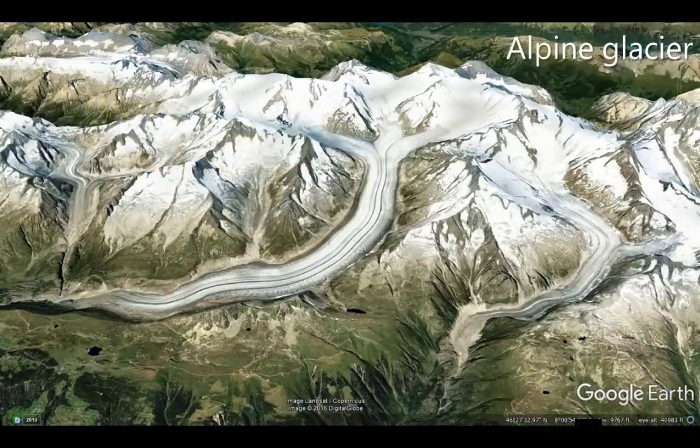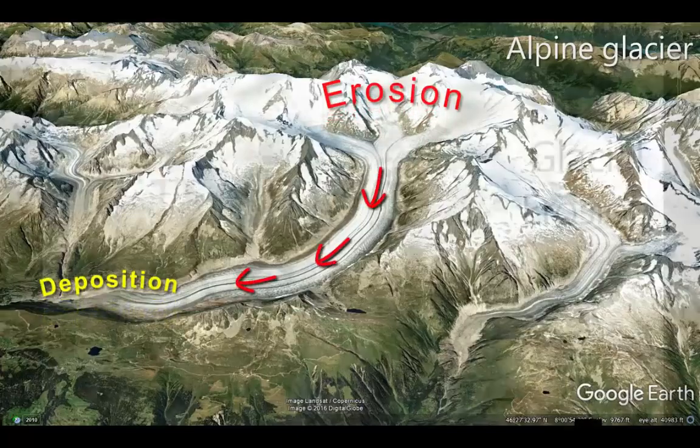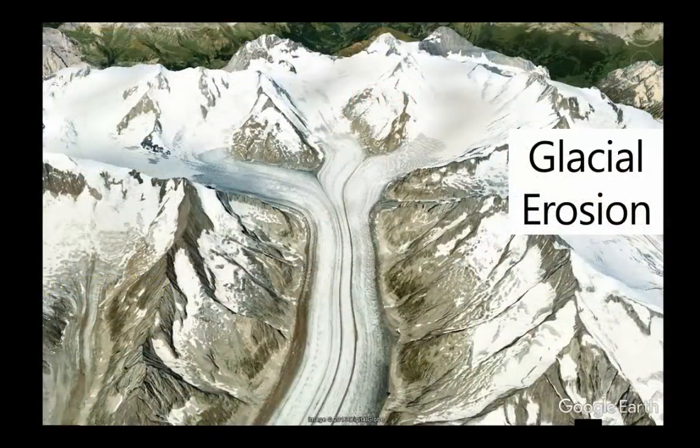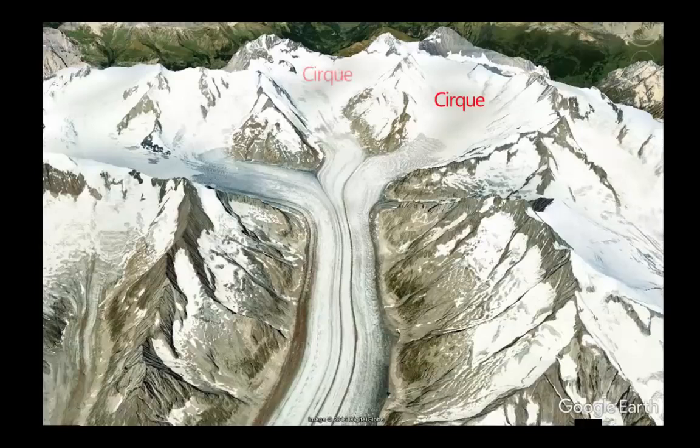Just like streams, moving ice can be an agent for erosion and deposition. And just like streams, glaciers erode material from near their source, transport rock and sediment downslope, and deposit much of that material where they end. In areas with present-day glaciers, erosion forms steep-walled, bowl-shaped depressions known as cirques at the head of valley glaciers. Adjacent glacial valleys are typically separated by sharp, knife-edge ridges known as arêtes.